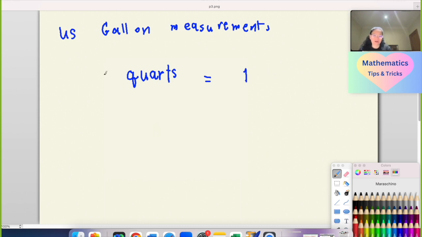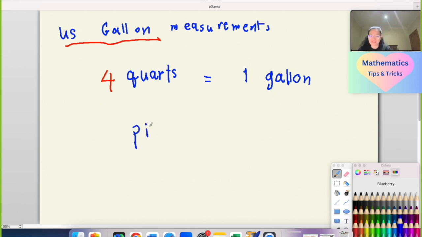Remember all of these, we use US, because you are from America, we use US, okay? How many of them? 4, yeah. 4 quarts equal 1 gallon. How about this one, what is it? Pint. How many pints in 1 gallon? 8. Very good. 4 quarts equal 1 gallon, 8 pints equal 1 gallon.